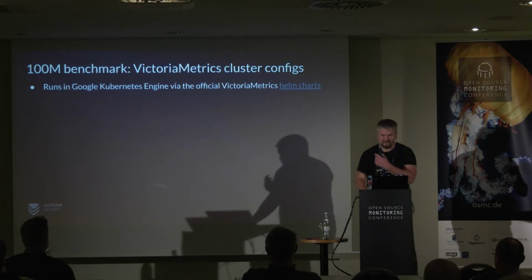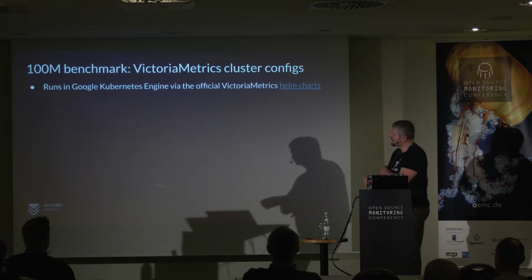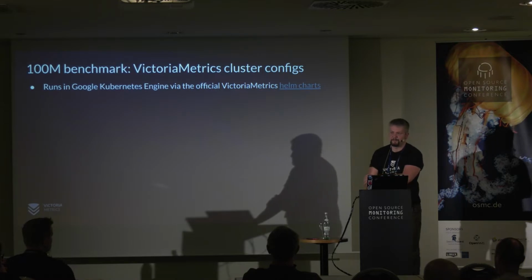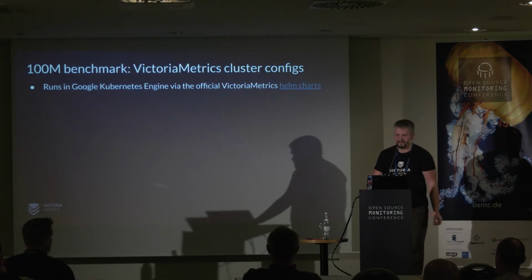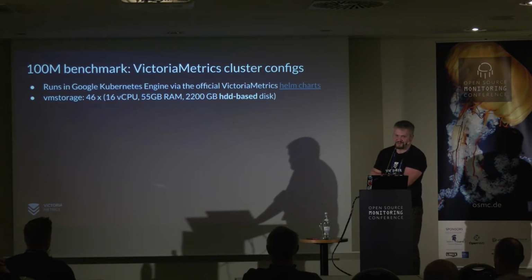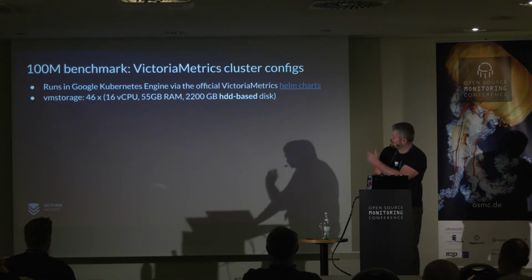The configuration of the VictoriaMetrics cluster for this benchmark, which we came up with when running this benchmark: we used the standard Helm chart for VictoriaMetrics cluster and ran it in Google Kubernetes Engine. The cluster consisted of 46 vmstorage nodes. Each storage node has 16 CPUs, 55 gigabytes of RAM, and more than 2 terabytes of HDD-based disks.